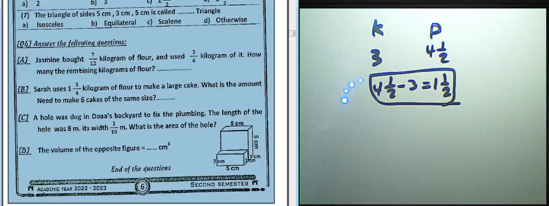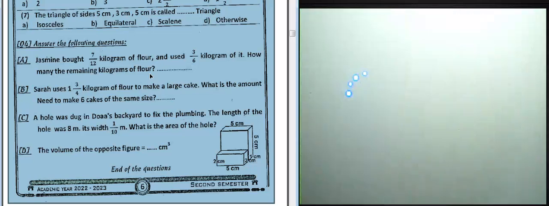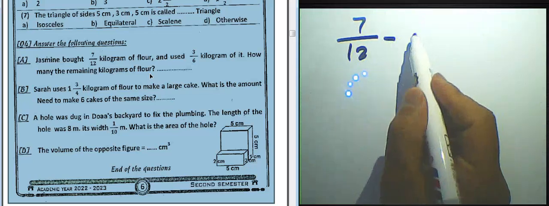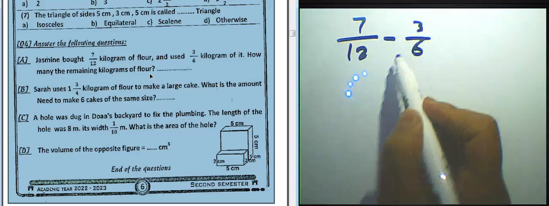Question number 4. Jasmine put 7/12 kilogram of flour and used 3/6 kilogram of it. How many remaining kilograms of flour? You can find the difference between them. Subtract 7/12 subtract by 3/6.